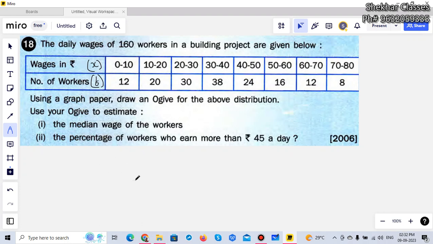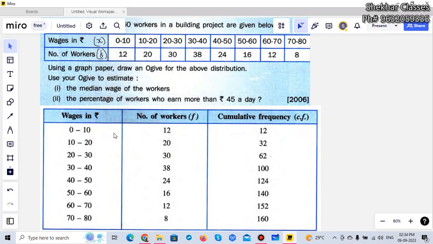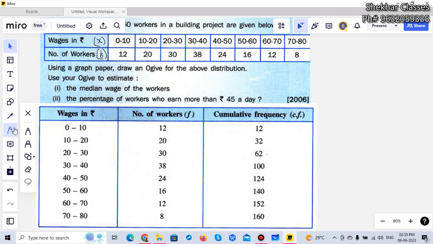Then we have to make a table having what? Cumulative frequency. The moment you have to find the median, you have to draw the cumulative frequency, and then you can do whatever is to be done in it. So let me put the table for cumulative frequency here. All of you know how to find the cumulative frequency: 12, 32, and so on and so forth.